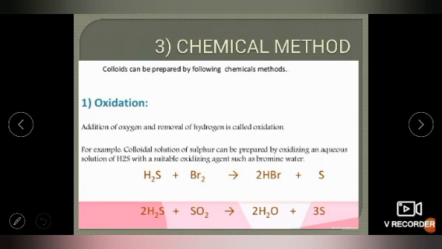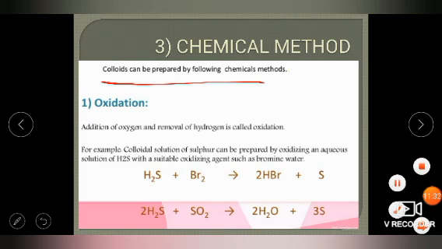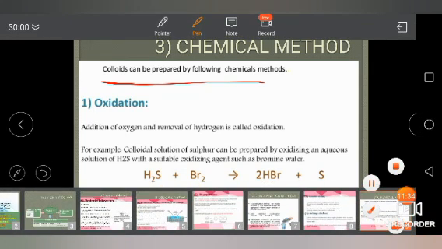So this is the second method, dear students. Already we did the preparation: the first method is the dispersion method, the second method is the condensation method. Now the third method is the chemical method, which is the most important and most suitable method. In this method we react one substance with another to form a colloidal substance.